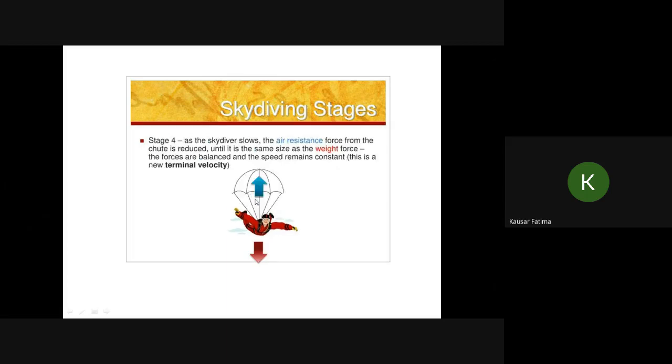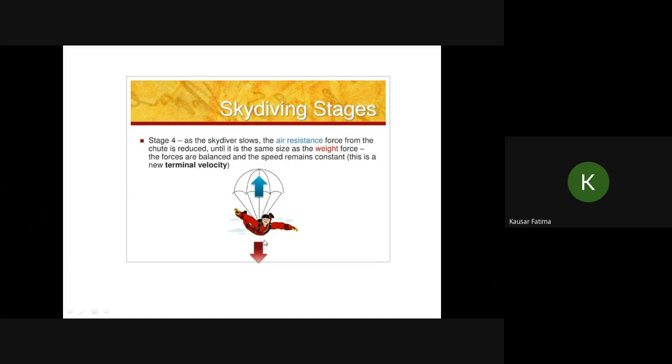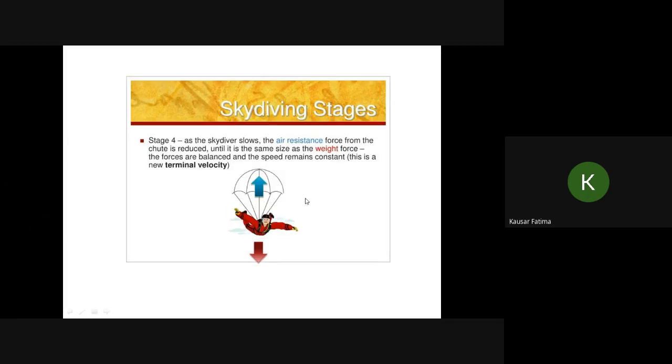Because the air resistance was increased in the previous stage, the velocity was decreased, so air resistance starts decreasing again and becomes equal to the weight of the diver, and again he achieves a new value of terminal velocity, which is lower than the first one. This value of terminal velocity is less than the previous one.